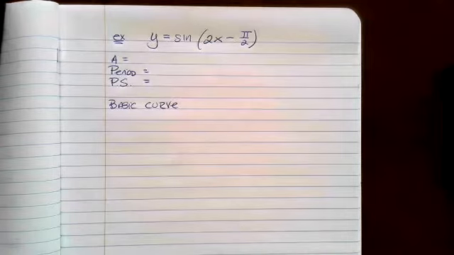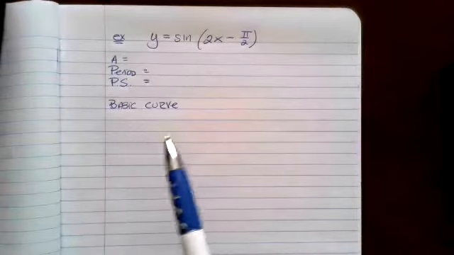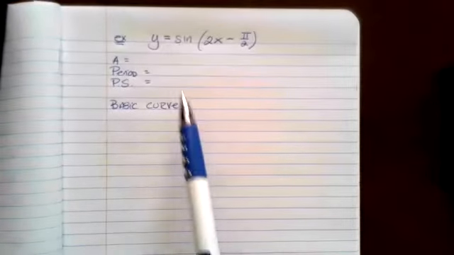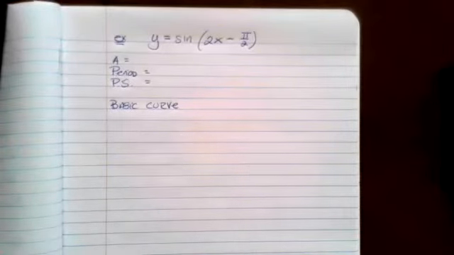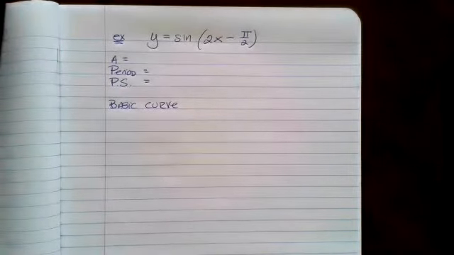So let's look at this example. Y equals sine 2x minus half pi. I'll give you a second if you want to fill in what the amplitude, the period, the phase shift, and maybe the basic trig curve, basic sine curve, and we'll see what changes we have to make to it. I'll give you a second.